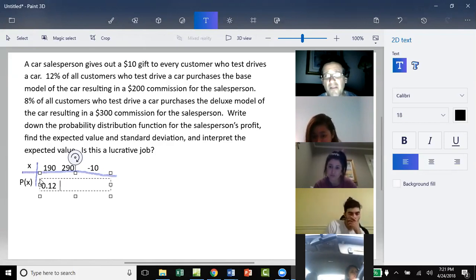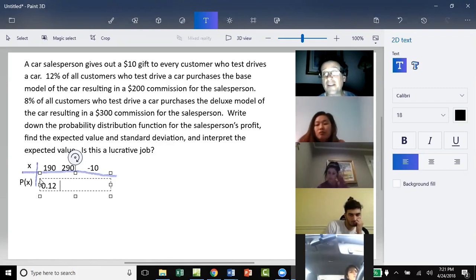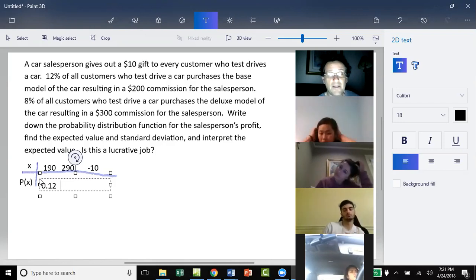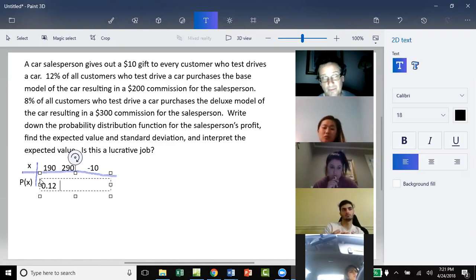Okay, the reason why you want it as a decimal is we're going to be doing calculations with it, and percents don't work well on a calculator with calculations. Does that make sense? Calculators like decimals. All right, so now what's the probability of profiting $290? 0.08. Yep, 0.08.